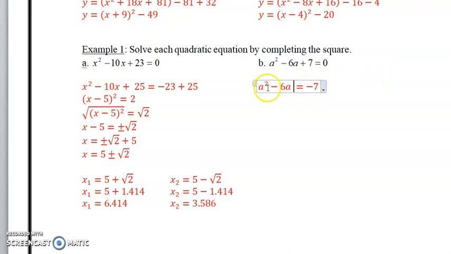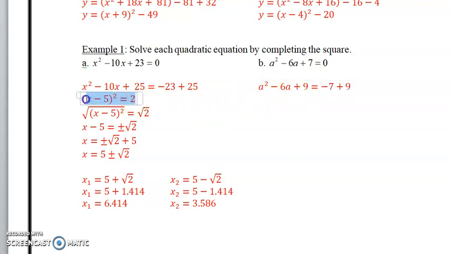I'm going to complete the square. Half of negative 6 is negative 3. Negative 3 squared is plus 9. So we're going to add 9 to both sides. That's a coincidence that we get 2 again on this side, not that it's a big deal. Oh, forget my a. Okay, so the a's are just x's here, right?